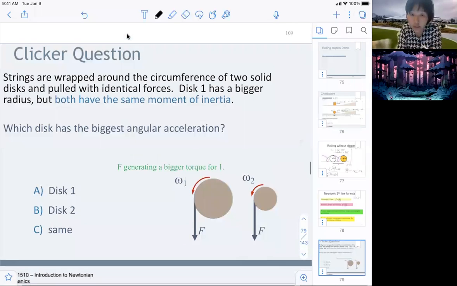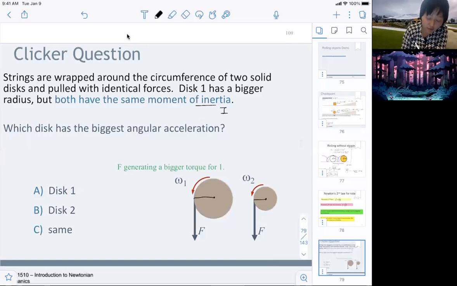All right. So now let's look at a question. We have strings wrapped around the circumference of two solid discs, and you pull them with identical forces. This one has a bigger radius. These two have a smaller radius, but they both have the same moment of inertia, same I. Which disc has a bigger angular acceleration?